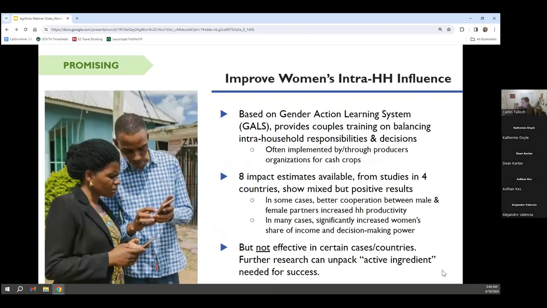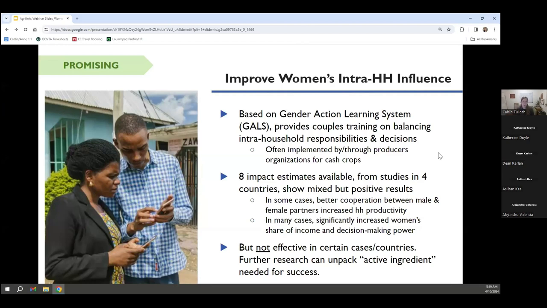All right. And then the last of our promising interventions here is training programs to improve women's intra-household influence and role in decision-making. One example of this that showed up in many of the studies we found was what's called the Gender Action Learning System, I think originally developed by IFAD. And that provides couples with training and reflection sessions on what household responsibilities and decision-making distribution is, and then a facilitated process of rebalancing, perhaps, those household responsibilities and decisions.